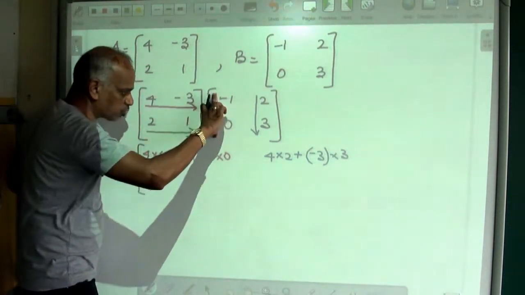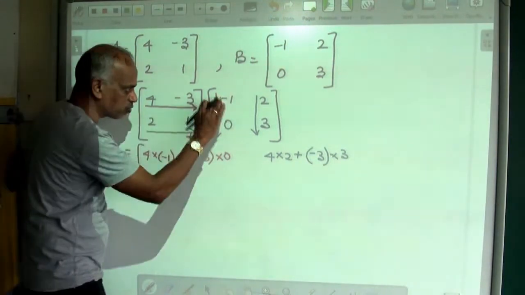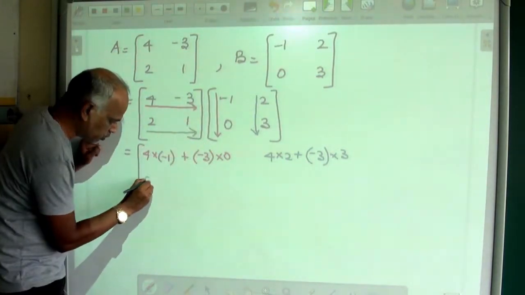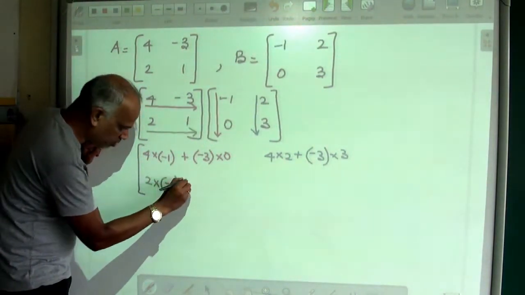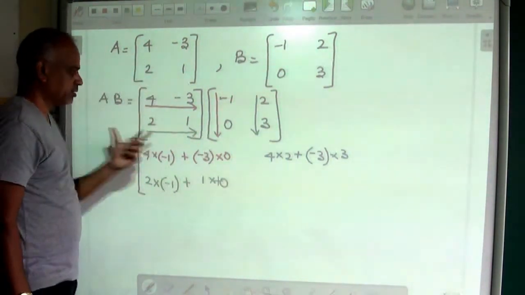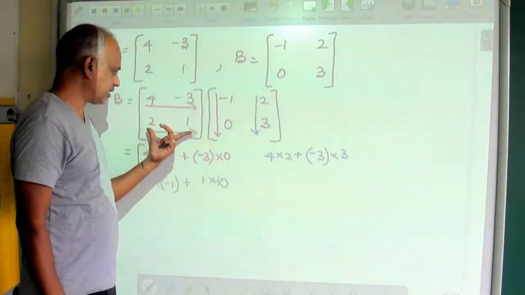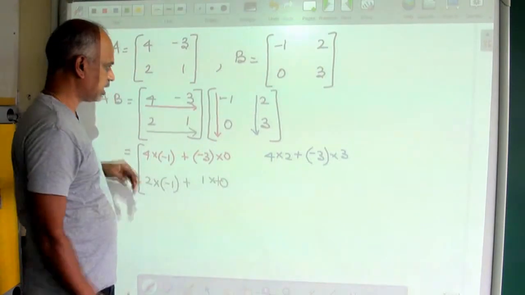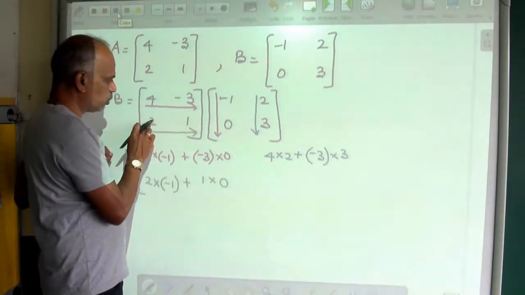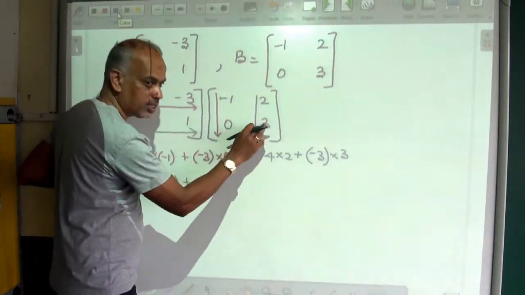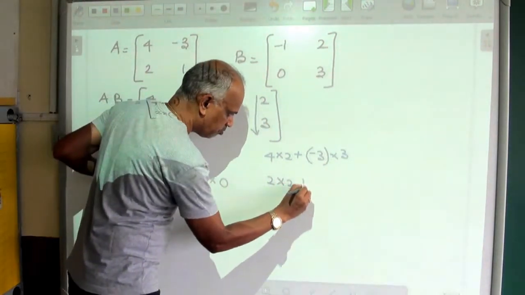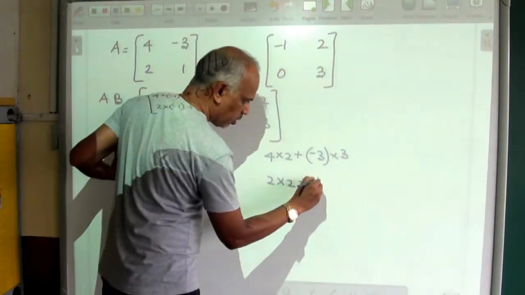Now second row with first column, that means you multiply 2 with minus 1 and 1 with 0. So 2 with minus 1, that is 2 into minus 1, in between plus 1 with 0, 1 into 0. So second row first column is done. Next, second row with second column you have to do. So this with this. So 2 into 2 and 1 with 3, and in between you have to put a plus sign. So 2 into 2 plus 1 into 3.